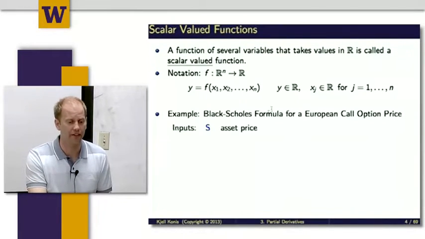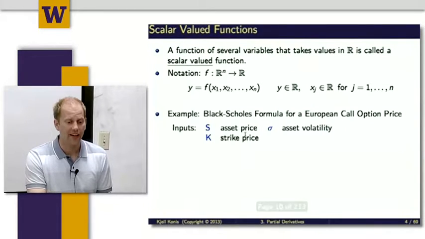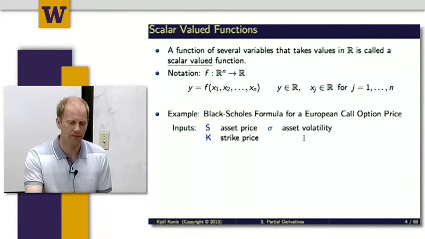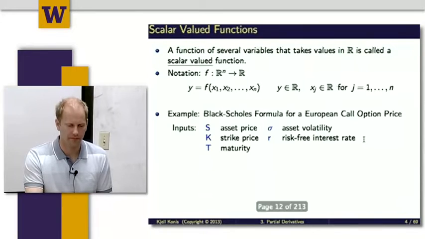So the inputs for this formula are going to be S, which is the price of the stock, sigma, which is the volatility of the stock, K is the strike price. So this is what I'm going to be able to get for my option if I decide to exercise it in the future. R is the risk-free interest rate. So that's risk-free interest rate just on money.